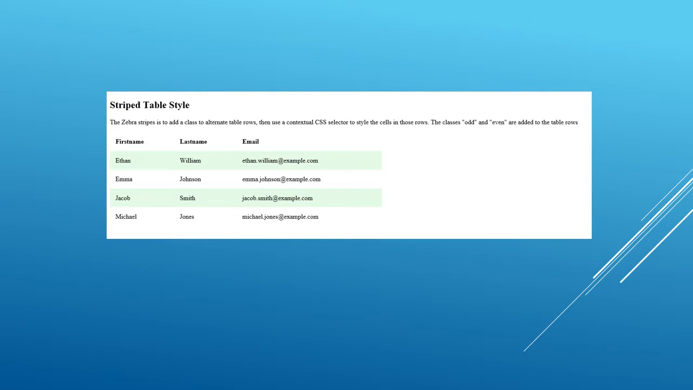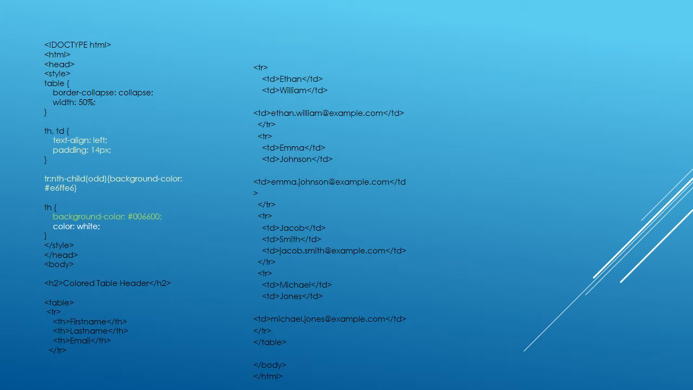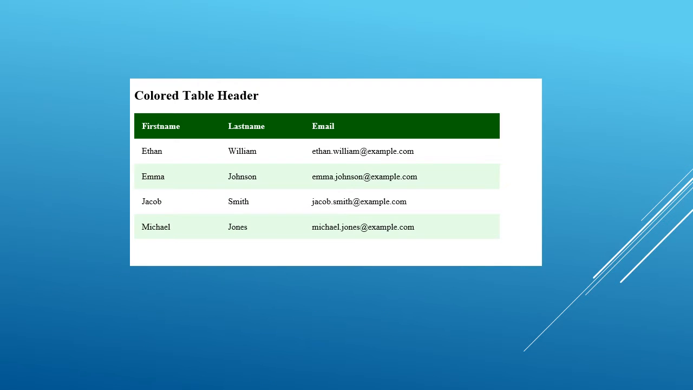The text-decoration property is used to set or remove decorations from text. The value text-decoration: none is often used to remove underlines from links. The look of an HTML table can be greatly improved with CSS. Example of hoverable table. Colored table header.